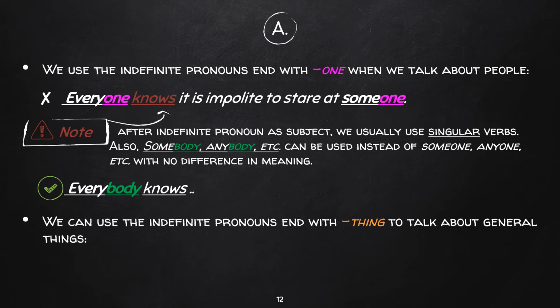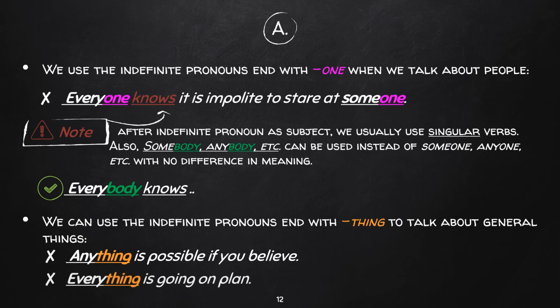We can use the indefinite pronouns that end with thing to talk about general things. Like, anything is possible if you believe. Everything is going on plan. We can use these pronouns if the speaker can't or doesn't want to say them specifically.